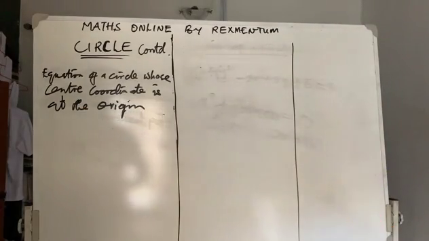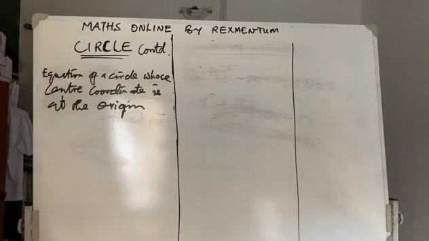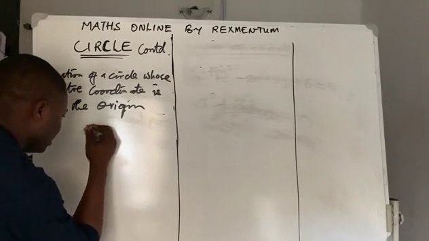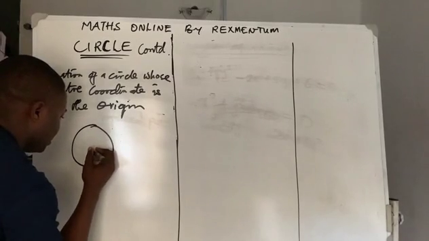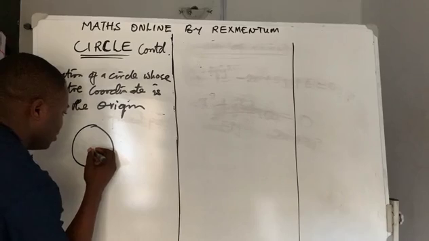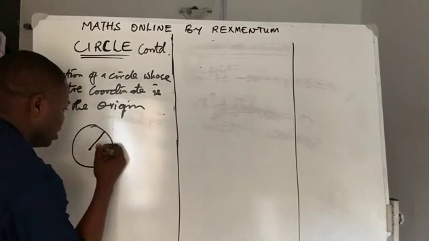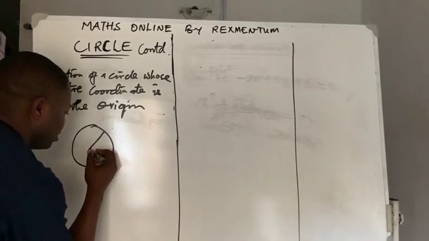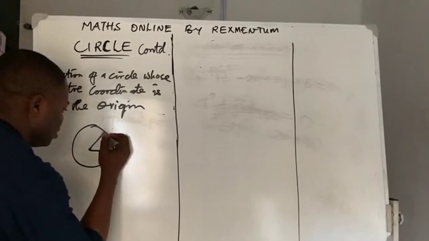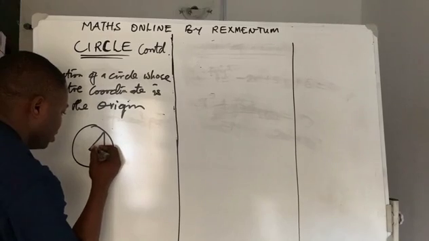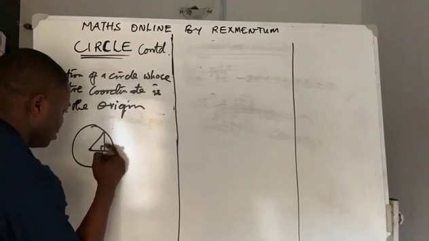All right, in continuation with circle, we talk about the equation of a circle whose center coordinate is at the origin. Whose center coordinate is at the origin. May have something like this. Yes, let's say this is the center. You have this, I have this.